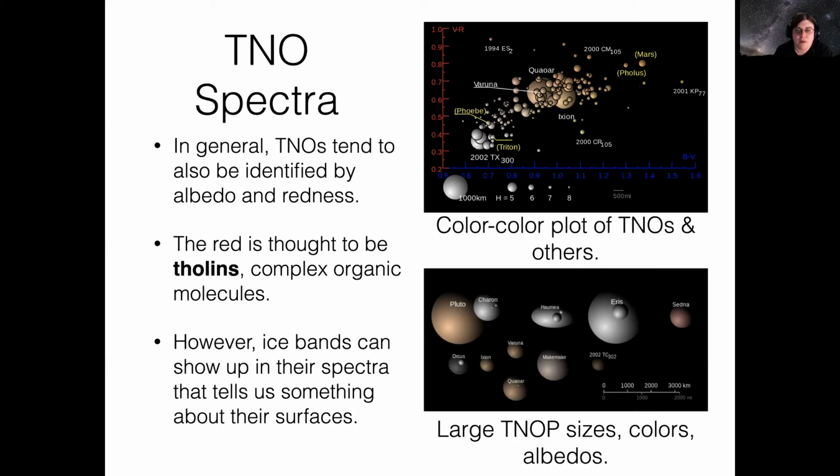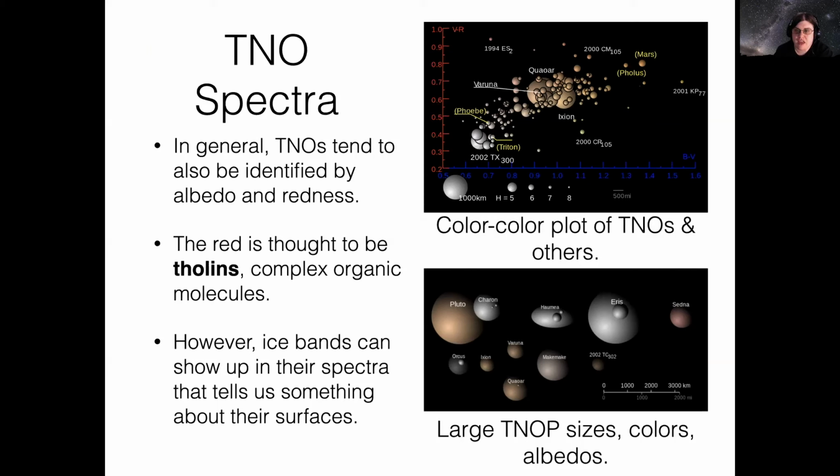So the top is a color plot. We do this with stars sometimes to remove things like interstellar dust, to be able to correct for that. But this is also getting us at the color of objects. You can kind of see the tint to help you guide the eye, that the objects near the origin are pretty gray. They're pretty spectrally neutral.